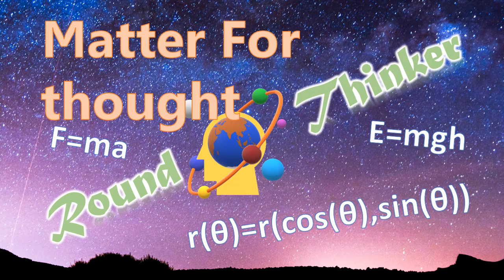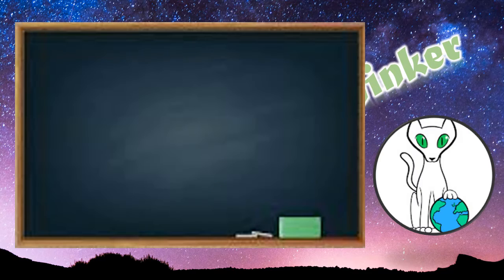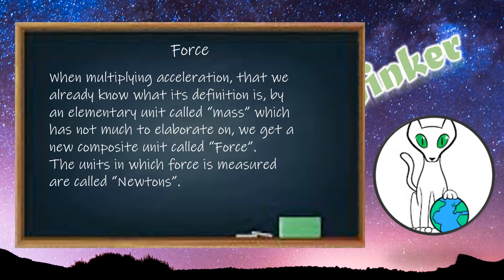In the previous episode we understood what a derivative is and saw a derivative of the trajectory equation, which is a second degree polynomial. Today we will see what happens when multiplying acceleration with a new elementary unit, mass. There's not much to expand on mass, but when you multiply acceleration with mass, you get a new complex unit called force. And the unit in which force is measured is called the Newton. 1 Newton is 1 kilogram times 1 meter divided by 1 second squared.